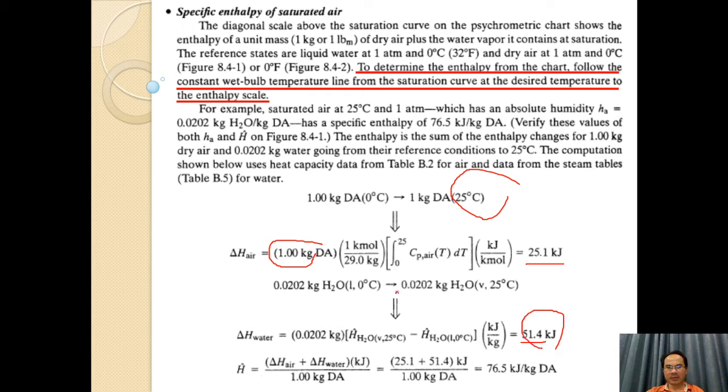For this case, we have two steps. The first step, you change the temperature from 0 to 25 degrees Celsius, calculated by integrating Cp dT. And the second step, you change the liquid at 25 degrees Celsius to the vapor at 25. Then you get the vapor.